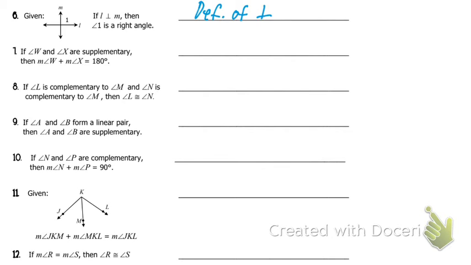Number 7. If angle W and angle X are supplementary, then those two angles add up to 180 degrees. Definition of supplementary angles. This is a definition. We're going from words to a math equation. And we're saying that's what it means to be supplementary, is they add up to 180 degrees.